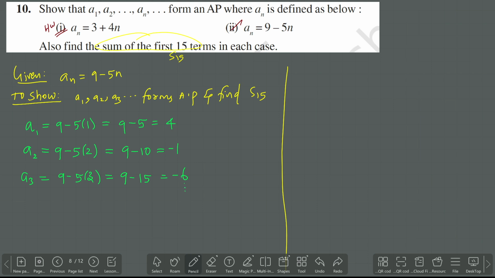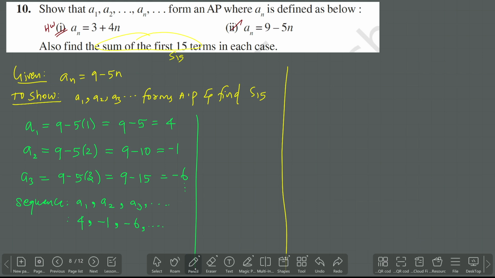It's going on. So the sequence is what? A1, comma, A2, comma, A3, it's going on. Okay. So A1 value what? 4, comma, minus 1, comma, minus 6, it's going on. We have to check whether it forms an AP or not. AP in the sense, we have to find what? A2 minus A1 and A3 minus A2, whether it's getting equal. Yes, it is.